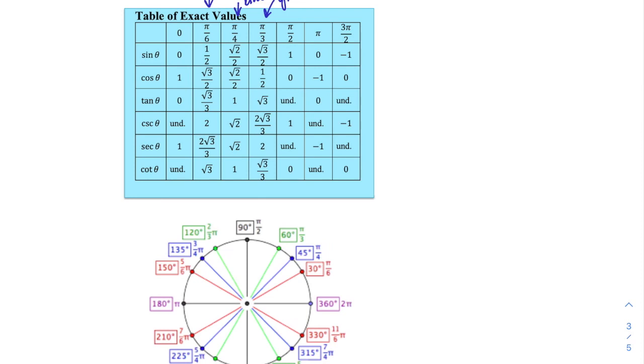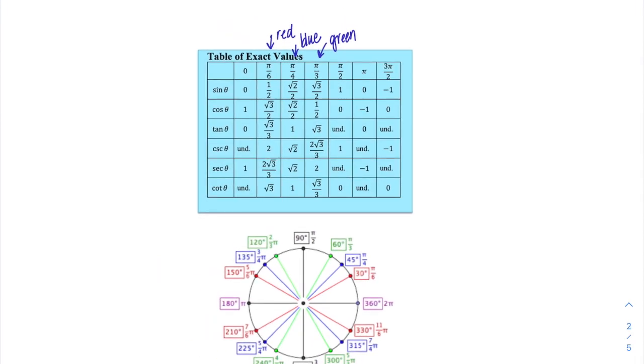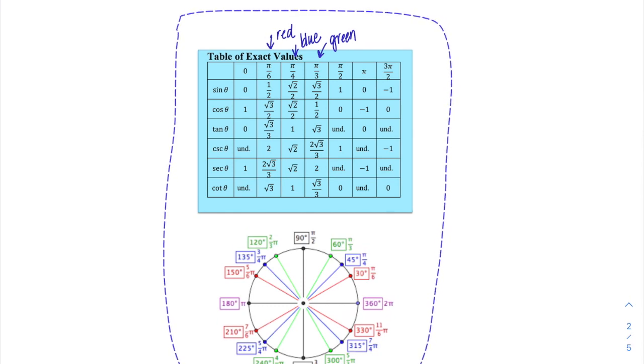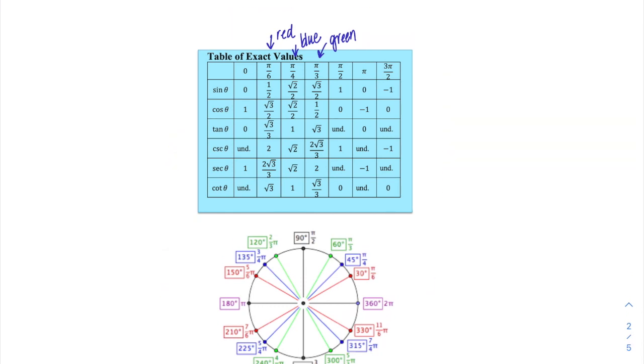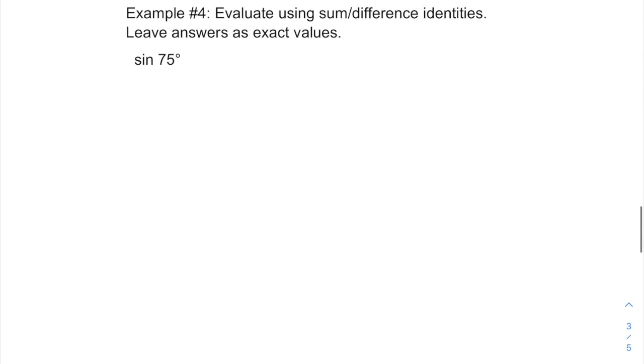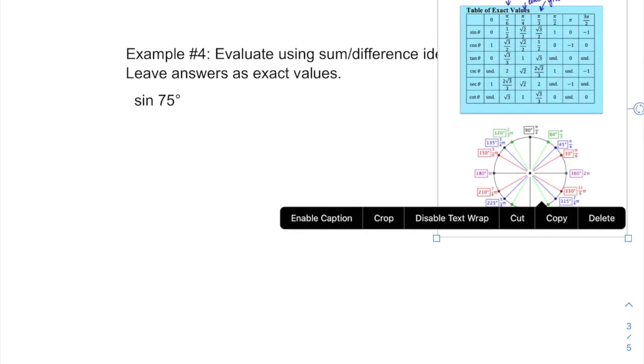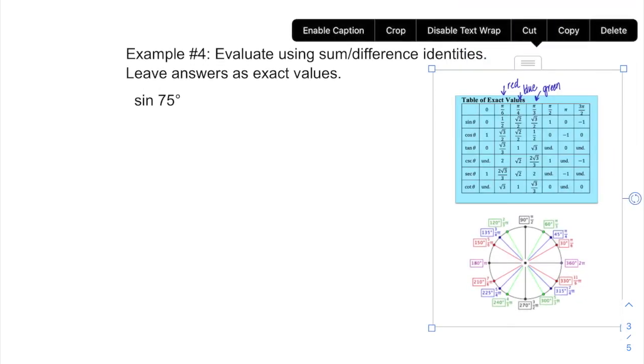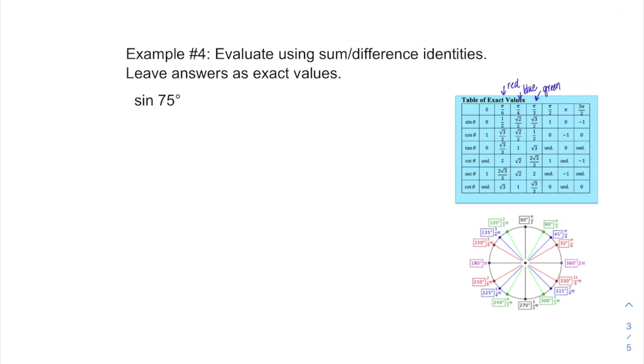So these are going to be helpful. I'm going to do a quick pickup of these because I think it's going to help us. So I'm going to copy this and bring it down into our first example. So here's what we're working with. It says evaluate using sum and difference identities, and we want to leave our answer as an exact value.